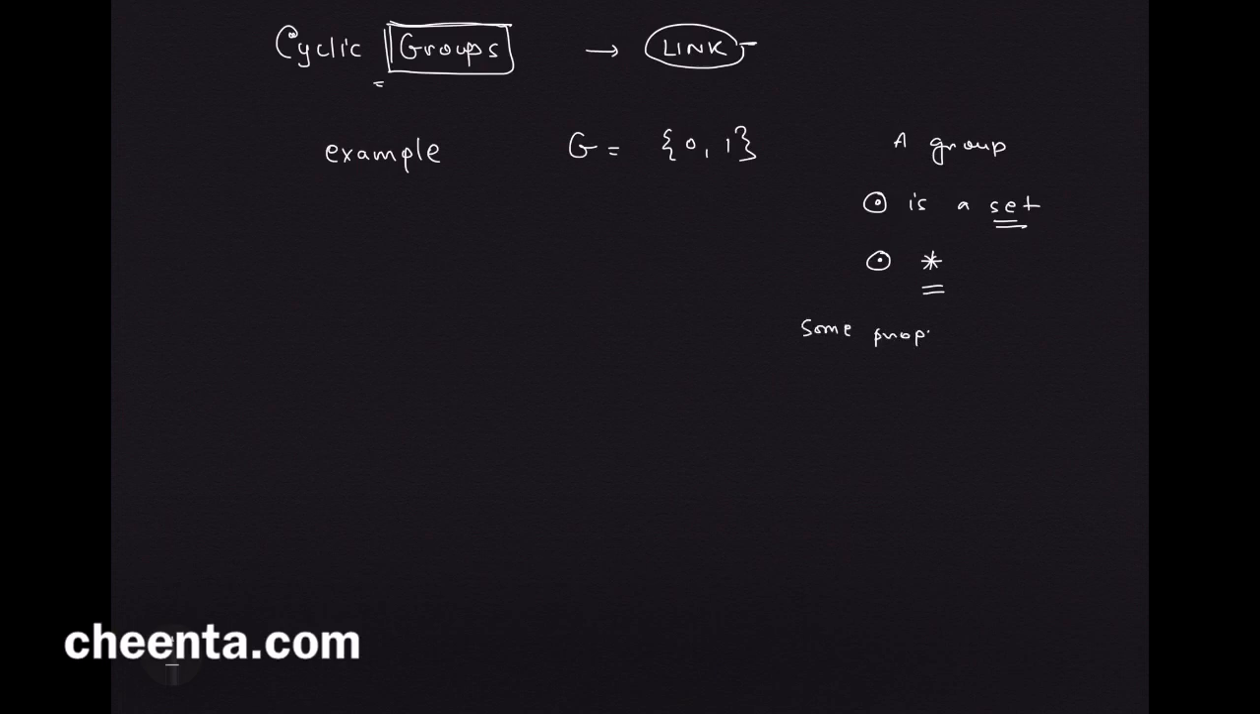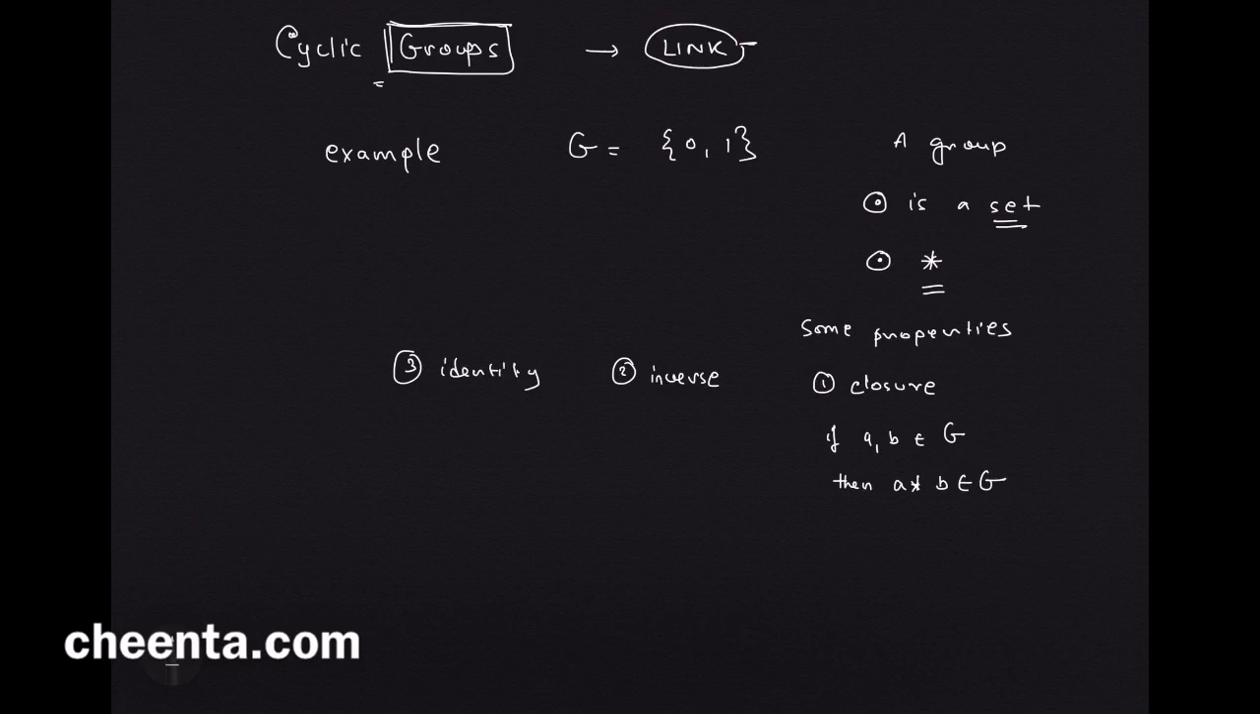Now we have discussed these properties in the previous lectures, so I will not go into great detail, but the highlights of those properties are closure. That is, if A and B are in G, then A star B is also in G. Then we have inverse and identity. All these things are there, and the star operation should be associative. This is an associative operation, which basically means (A star B) star C is equal to A star (B star C).